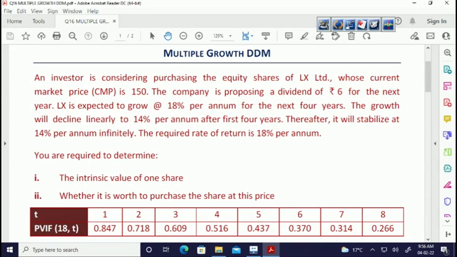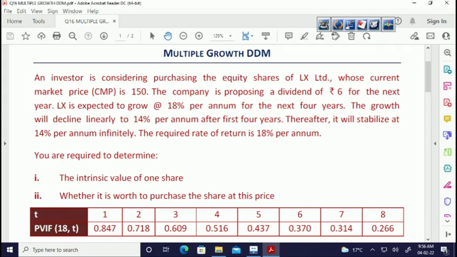After first 4 years. So they've clearly said after first 4. Here the first 4 means from where we are standing: 1, 2, 3, 4. That means the dividend of 6 contains the growth of 18%. We have to grow it by 3 more years: 18, 18, 18. So 4 years complete and then 17, 16, 15, 14. Thereafter it will stabilize at 14% per annum indefinitely. Okay. So from the 8th year we have a stable growth.